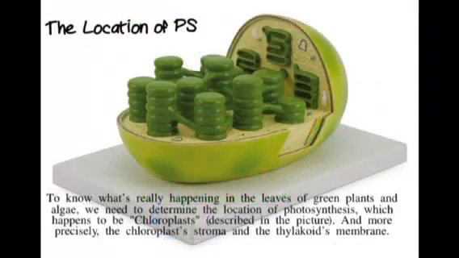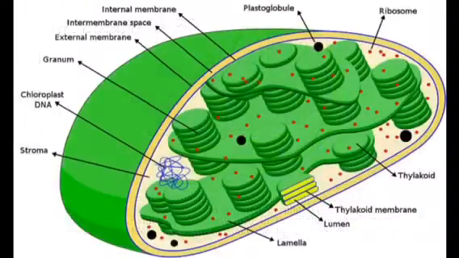To know exactly what's happening in the leaves of green plants and algae, we need to determine the location of photosynthesis, which happens to be in the chloroplasts, which is shown to you all in the picture, and more precisely in the chloroplast stroma and the thylakoid membrane. The chloroplast structure is mainly made of the double membrane, the intermembrane space, the stack of granum, and the stroma, which is the space between the thylakoids and the inner membrane and contains the most important enzymes and coenzymes for the carbohydrate synthesis.